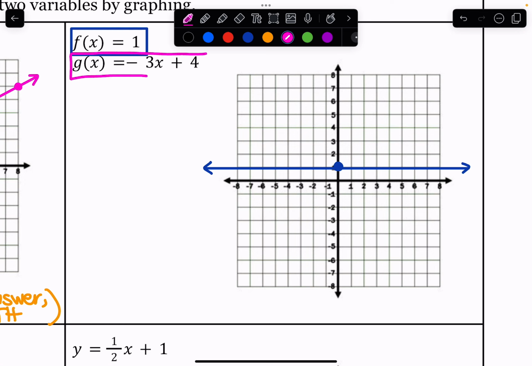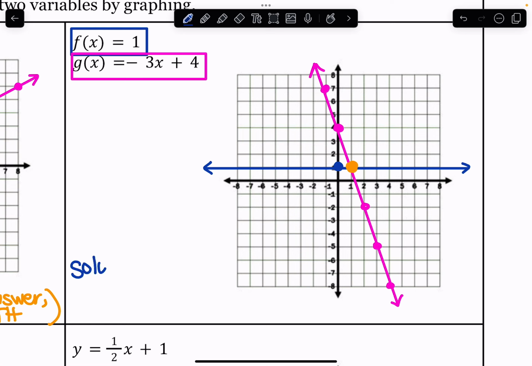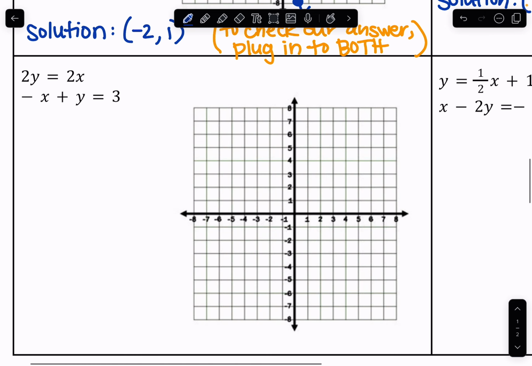So when I do that, my y-intercept would be 4. My slope would be down 3 over 1. And again, I like to do as many dots as I can so it's nice and neat. And I'm going to connect the dots. And I'll use orange to show that that dot right there is where they intersect, so that would be the solution. So for this one, the solution is at 1, 1. So if I plugged in 1, 1 into the original system, it would work for both equations.